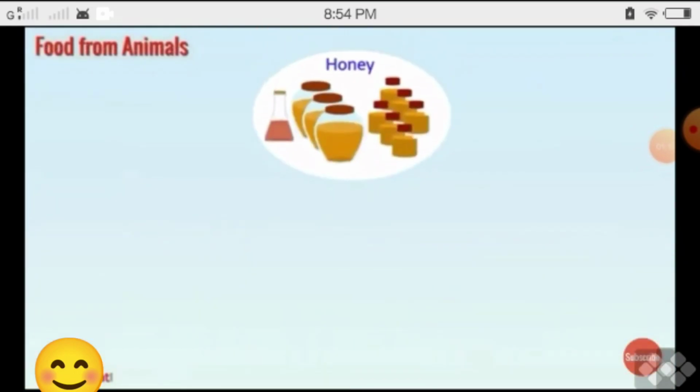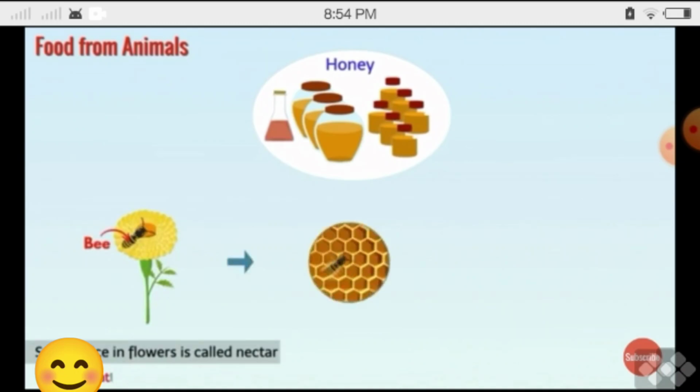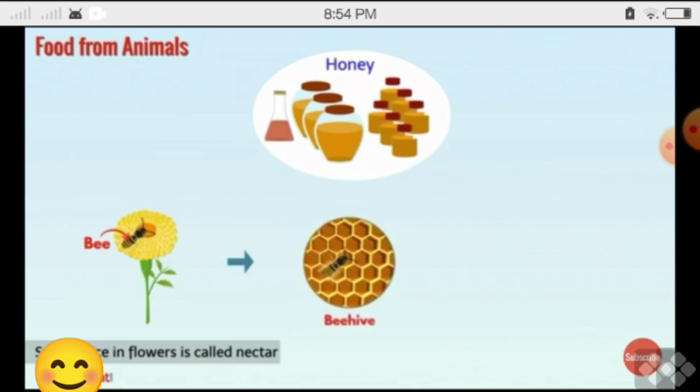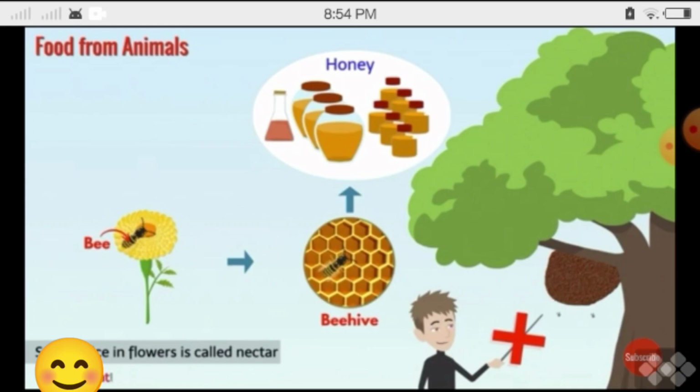We obtain honey from honeybees. Bees collect sweet juice from flowers called nectar. They store nectar in their living place called beehives. From beehives, we obtain honey. You must have seen beehives hanging on the tree. Don't disturb the bees. They are very strict towards their enemies. Their bite is very dangerous.